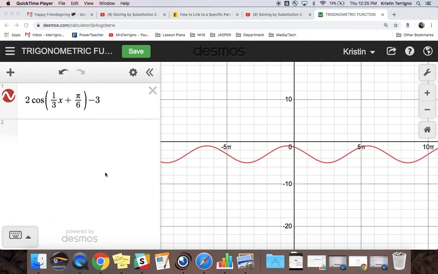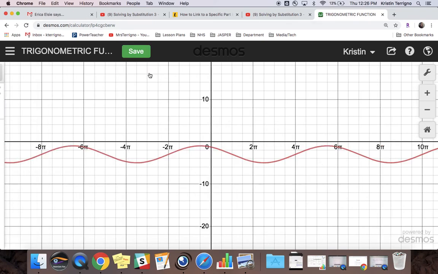So you'll see here that I graphed the function that we just came up with, the equation that we just wrote, 2 cosine of 1/3 x plus pi over 6 minus 3. And we just want to verify that all of the things happened the way we thought they would. So one of the things we said is we thought it would shift to the left by pi over 2. If you think about it, the cosine function typically starts with the top of this bump here being right on the y-axis. And I'm going to zoom this in a little bit so you can see it.